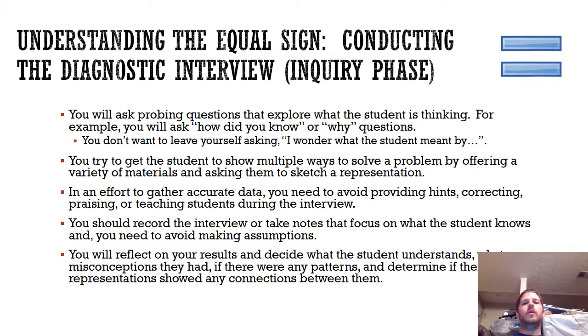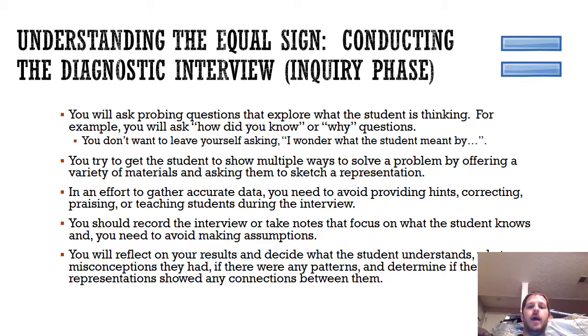So, the inquiry phase of the diagnostic interview. You will ask probing questions to explore what the student is thinking. For example, you ask, "How did you know?" or "Why" questions. You don't want to leave yourself asking, "I wonder what the student meant by." You try to get the student to show multiple ways to solve a problem by offering a variety of materials and asking them to sketch a representation.